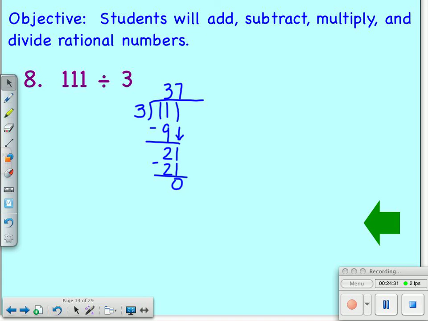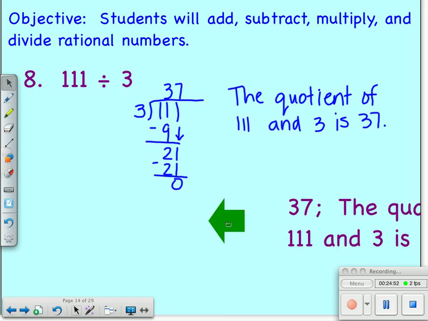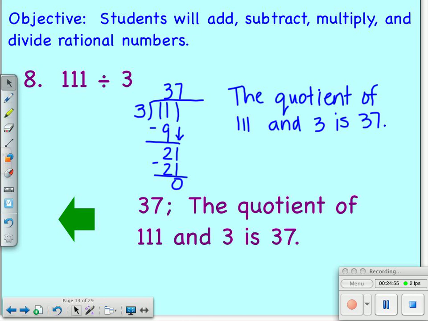And again, division is quotient. The quotient of 111 and 3 is 37. And we'll check our answer. And number 9.